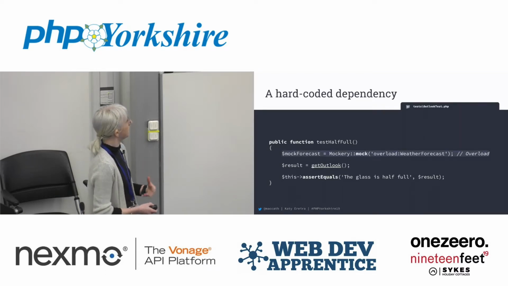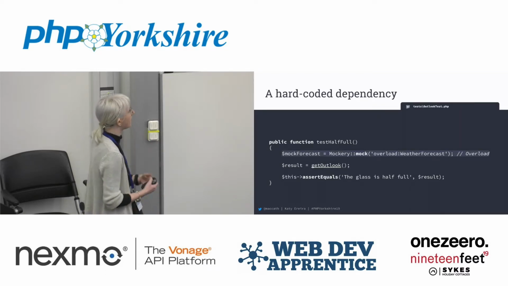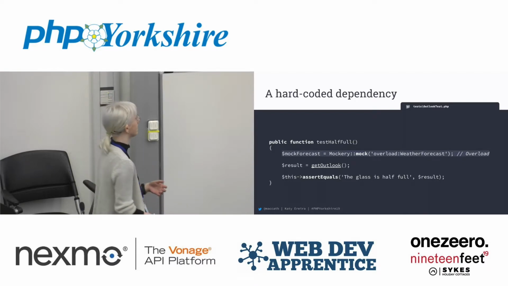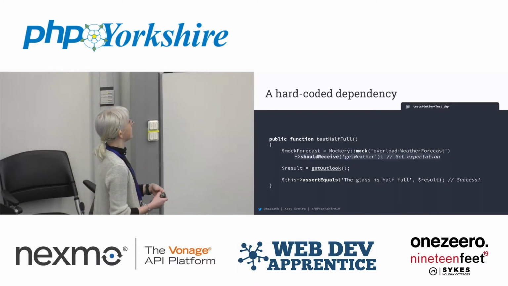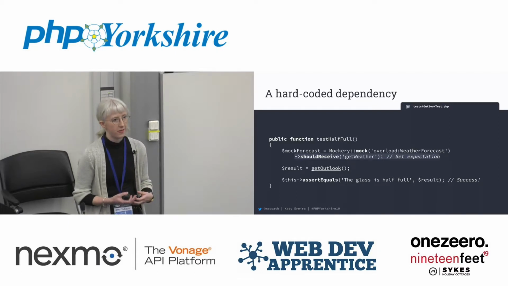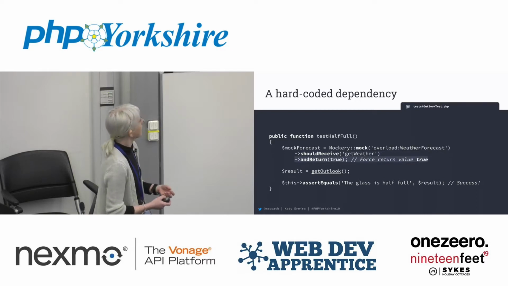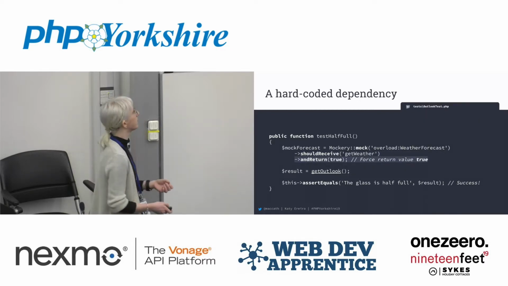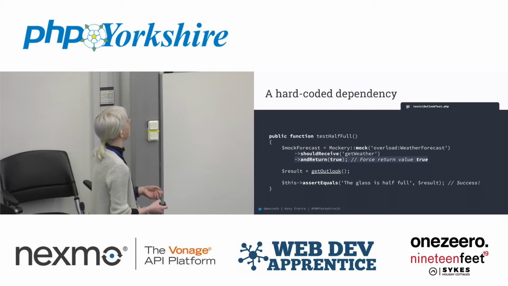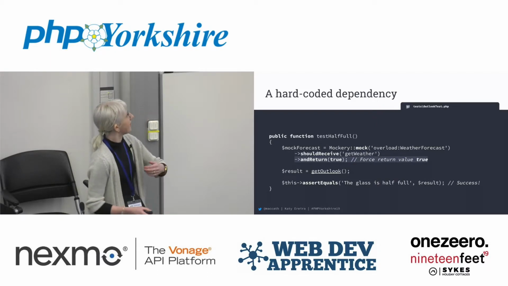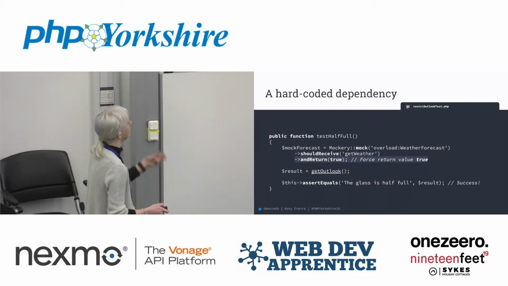So first of all, we're going to do our Mockery mock overload and then give it the name of the class. Then we're going to say it should receive getWeather. Actually, I think the method is sunny. I should have been on the slide. And we're going to force it to return true. So when we do run getOutlook, it's going to go and get the weather, it's going to be sunny, and it's going to be true, and our glass is going to be half full.